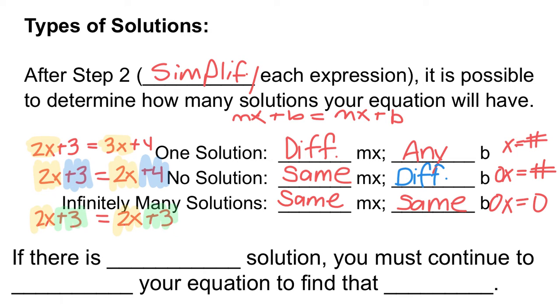So you can see it after step 2, or you can finish working it to the end and get one of those types of solutions over here. And either one of those will be able to tell you whether you've got none or infinite. So if you run into that situation.